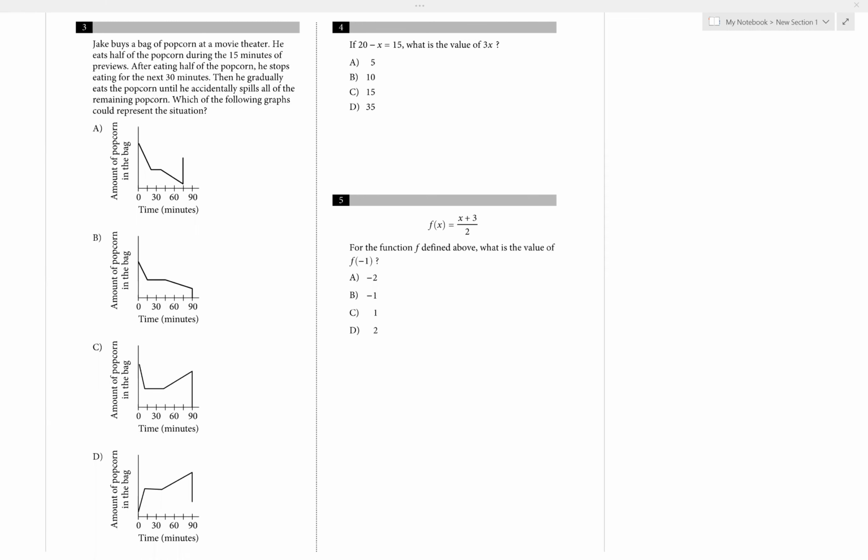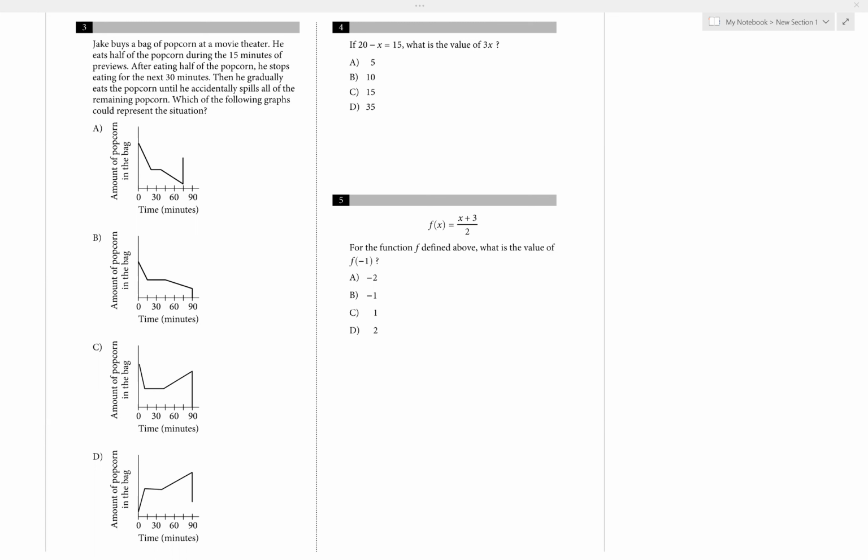All right, number 3, Jake buys a bag of popcorn at a movie theater. He eats half of the popcorn in the 15 minutes of previews. After eating half the popcorn, he stopped eating for the next 30 minutes. Then he gradually eats the popcorn until he accidentally spilled out the remaining popcorn. Which of the following graphs represent this situation?